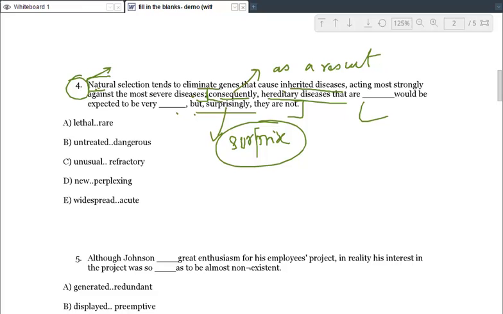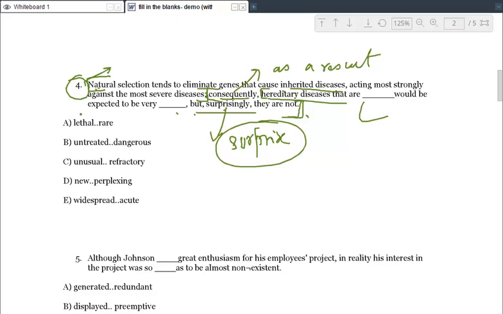Right? Did you get my reasoning? If there is something surprising happening here, then that means this part of the sentence and this part of the sentence basically are not in tune, correct? Natural selection tends to eliminate genes acting strongly against most severe disease. Consequently, hereditary diseases that are dash would be expected to be very dash, but surprisingly they are not.